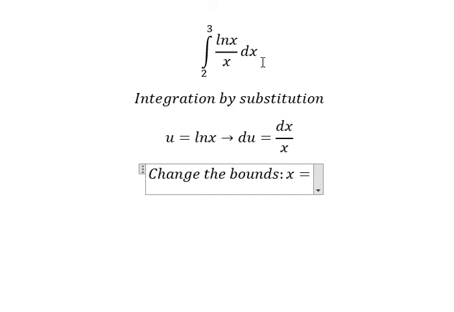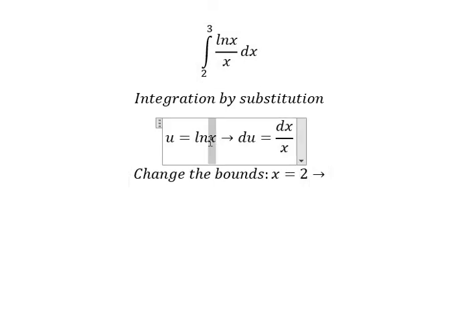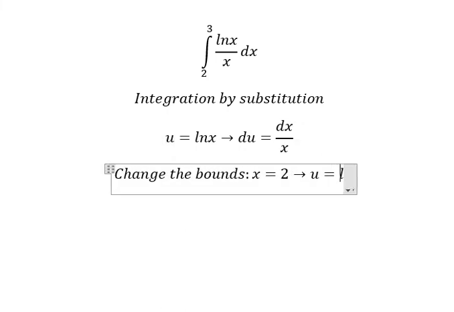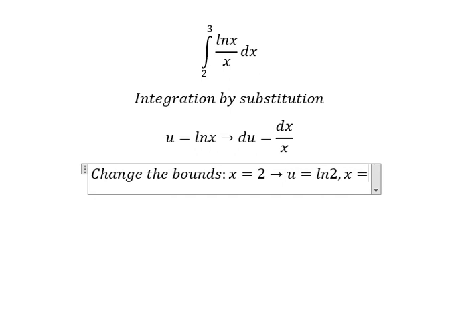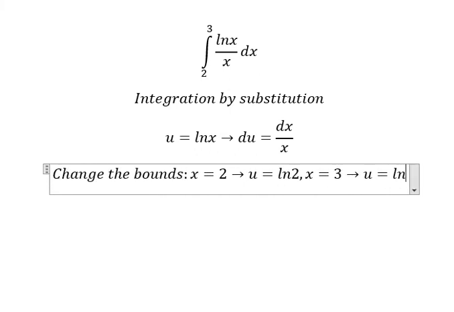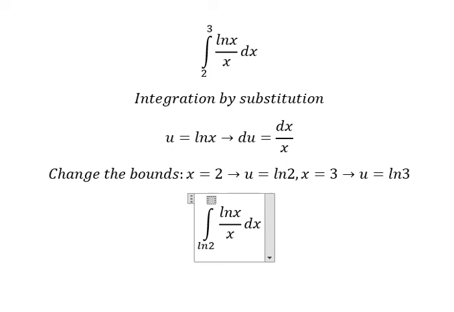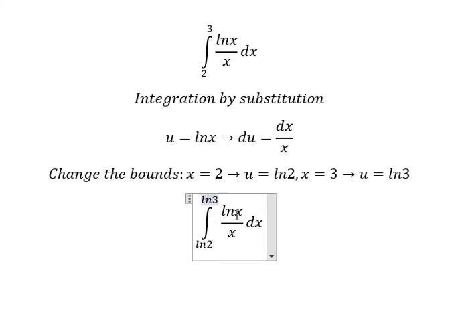When s equals 2, I will put 2 in here, and we can find the value of u, so u equals ln 2. When s equals 3, u equals ln 3. So 2 we change to ln 2. 3 we change to ln 3. ln s we change to u. ds over s we change to du.